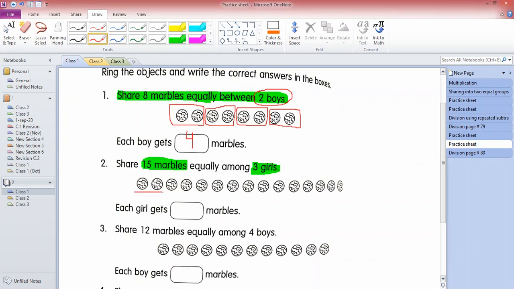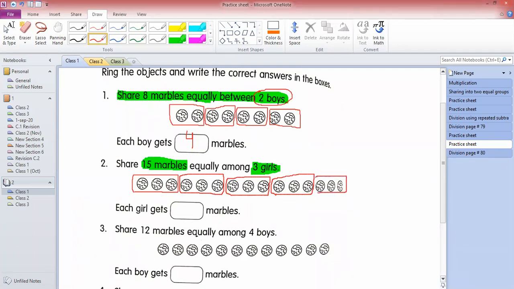Okay. 1, 2, 3. This is the first group, right? Okay. Make another group. Count with me. 1, 2, 3. Very good. Make another group of 3. 1, 2, 3. This is another group. Now again count. 1, 2, 3. Very good. Make another group here. 1, 2, 3. Make one more group. Okay. Now 1, 2, 3.